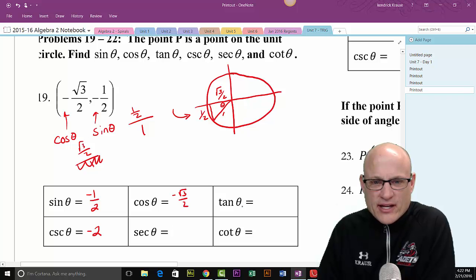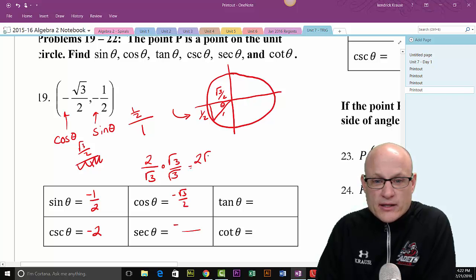Oh, tangent. Tangent's kind of a pain too. So we'll do that. Let's do the reciprocal of this. So 2 over radical 3. Notice I'm not really worried about the sign now because I already know this is negative. I'm going to multiply by radical 3 over radical 3, and I get 2 radical 3 over 3. There it is. Negative 2 radical 3 over 3.